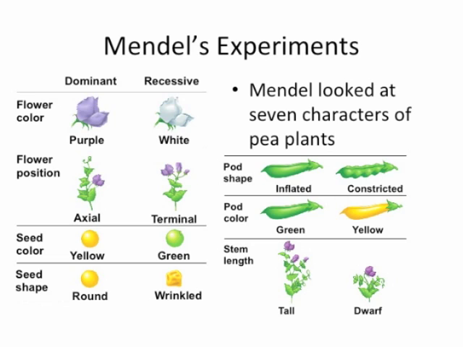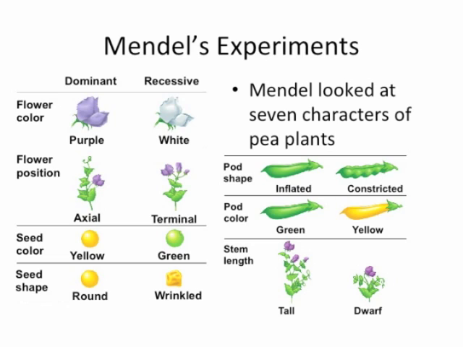He looked at a lot of different characteristics in peas, but these are kind of the main ones, and we'll be looking at these throughout this chapter. He looked at flower color, so purple versus white. He looked at position, whether it was axial or terminal, so at the end of a branch or in the middle of a branch. He looked at seed color, yellow versus green. He looked at seed shape, round versus wrinkled. He looked at pod shape, pod color, stem length.